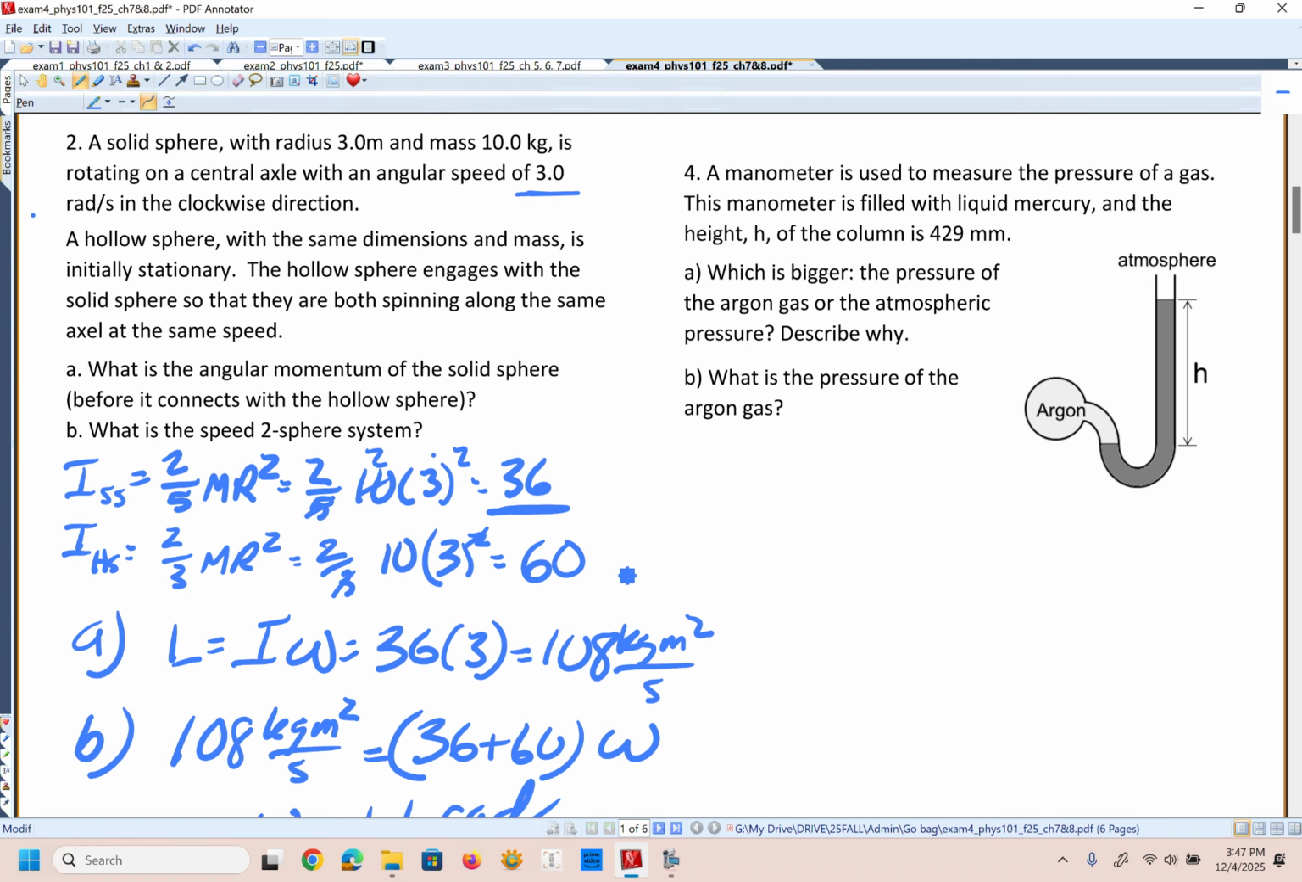And then this one, I think this one's relatively straightforward too. First, which is bigger? You'll have that question. You just look at the levels. The one that's closest to the lower level is right here, is argon. So the answer is A, argon, because the level is lower on that side.